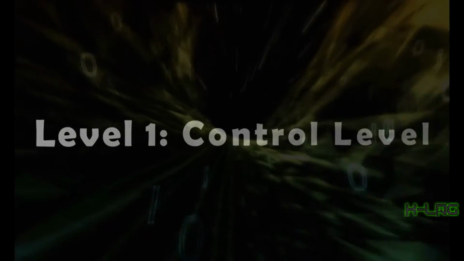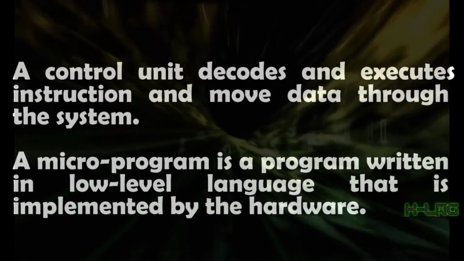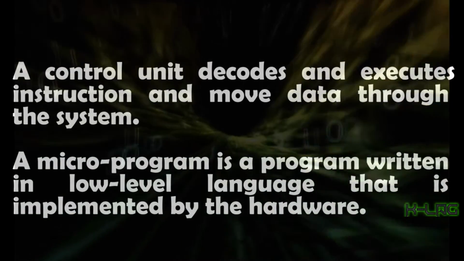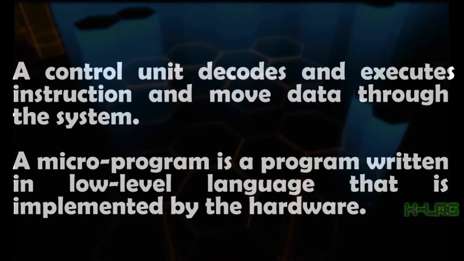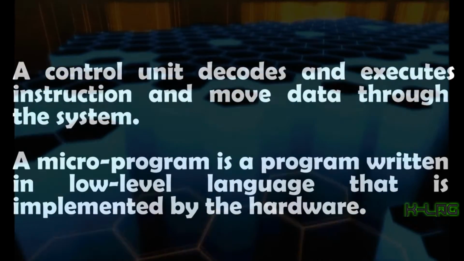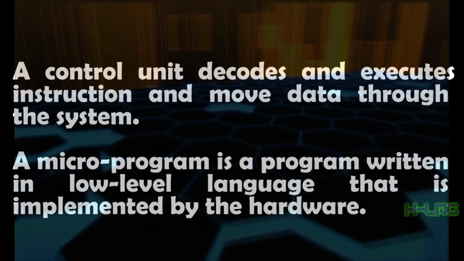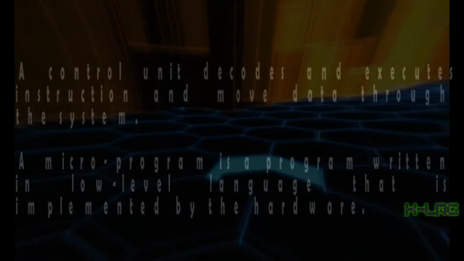Level 1, control level. A control unit decodes and executes instructions and moves data through the system. A microprogram is a program written in a low-level language that is implemented by the hardware.